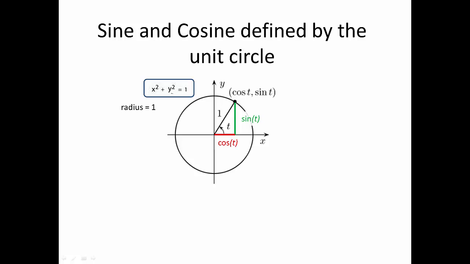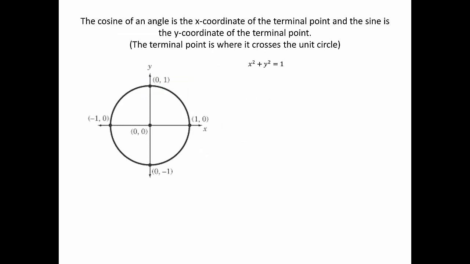Now that point defines cosine and sine. Cosine is the x value of the point, and sine is the y value of the point. That's it. That's the definition of sine and cosine. So let's look at an example.